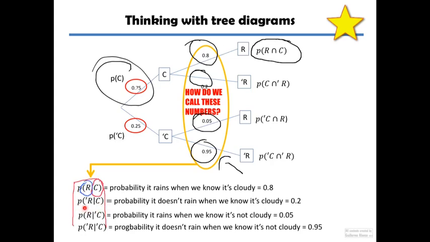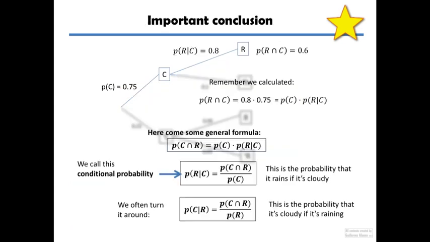This is the probability it doesn't rain when we know it's cloudy. So this is this one here. The probability it rains when we know it's not cloudy. This one here, etc., etc. So this is how it works. We have the probability of cloudy here, probability that it rains when it's cloudy here, and the intersection here, the probability that it rains and it's cloudy. Realize the difference. So this is how we calculated this one, by multiplying this one times this one.